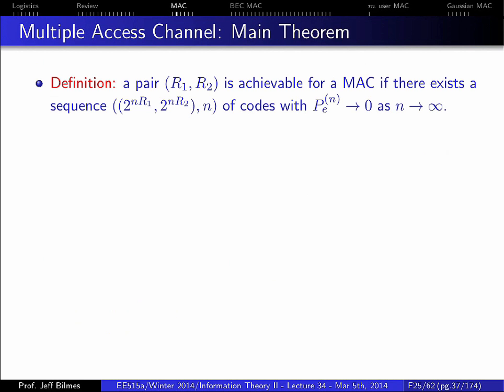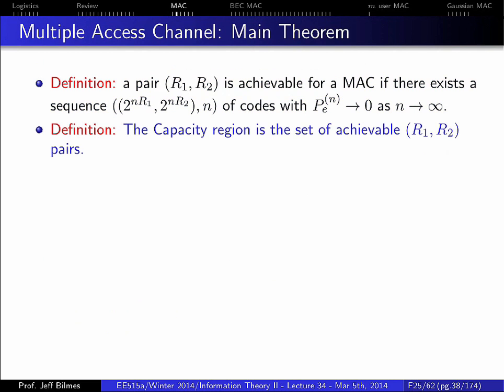So we have a notion of achievability, and I think conceptually this is very similar. This is a generalization of what we've already done. We say the pair is achievable if there exists a sequence of such codes where the probability of error goes to 0 as n gets big. And then the capacity of the region is the set of achievable R1 and R2 pairs.